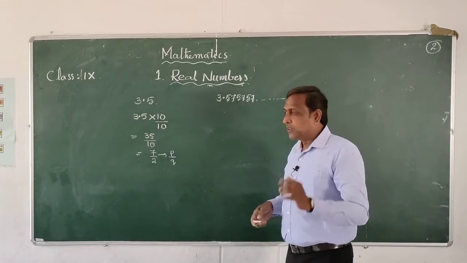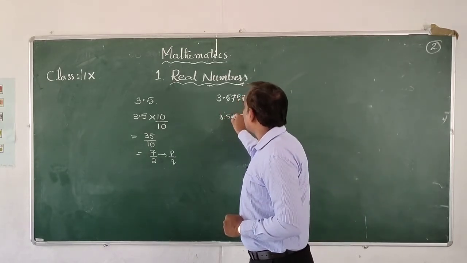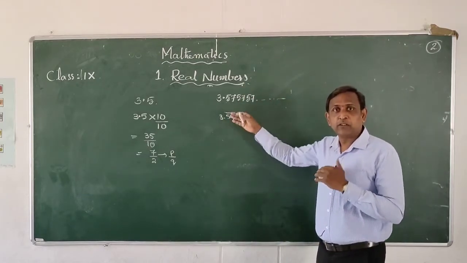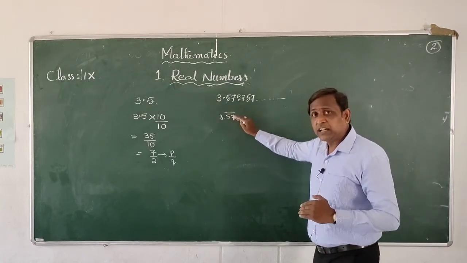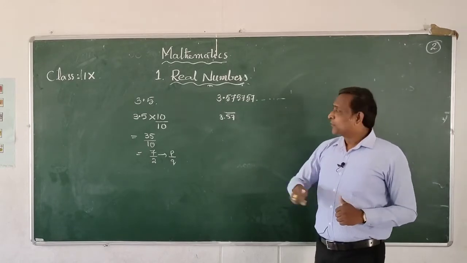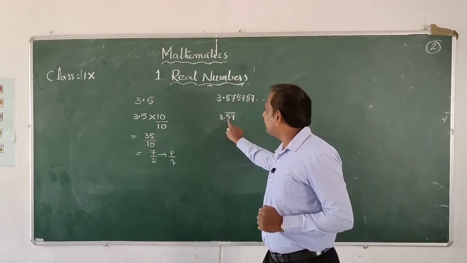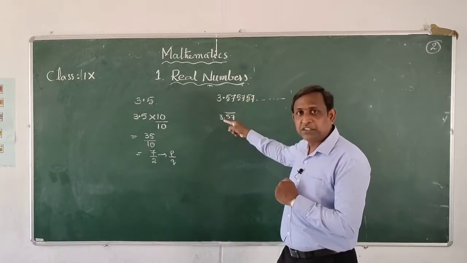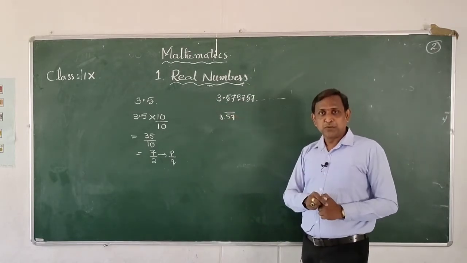Children, this can be expressed by using the bar notation in this way: 3.57 with a bar over 57. So the digits which are under the bar notation are the periodicity. Now how many digits are under the bar notation? 1, 2. So there are 2 digits under the bar notation, so the periodicity is 2.